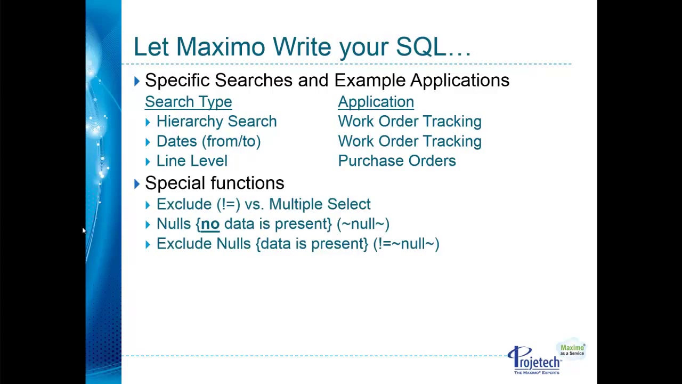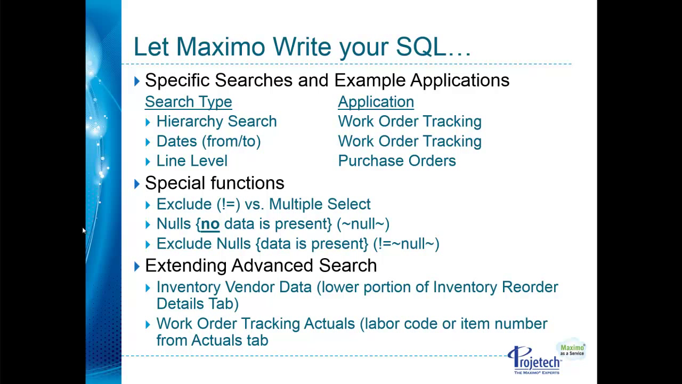For special functions, we will look at excluding values from search criteria and contrast that against being able to select multiple values from a list. We will also look at searching for nulls, effectively looking for records based on data not being present in the field, as well as a not null condition when there is data in the field, but we are not concerned with what specific data is there.